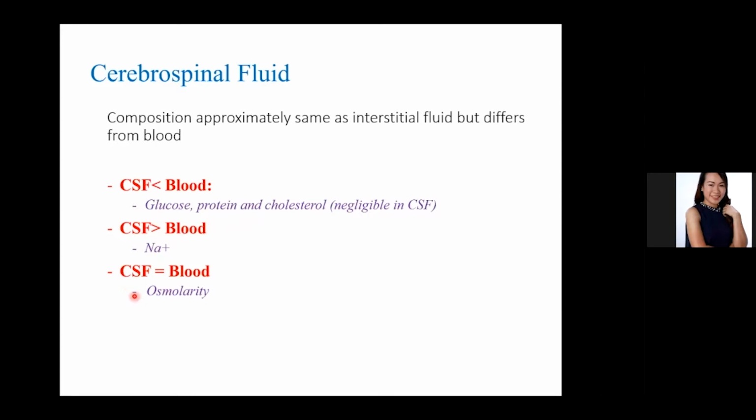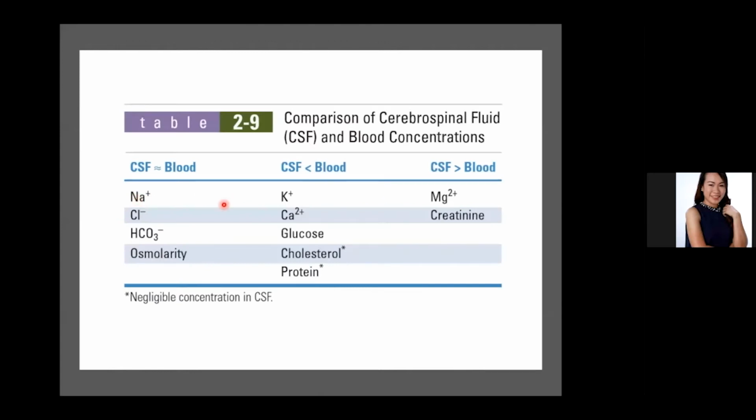Now, let's talk about osmolarity. When we say osmolarity, what is the definition of osmolarity? So this is the concentration of a solution. We look at how concentrated a solution is, and we base this depending on the total number of solute particles per liter. So how concentrated is a certain fluid? So we can see here that cerebrospinal fluid has the same osmolarity with that of the blood. So you have to remember these things. So on this table, this is just an emphasis.